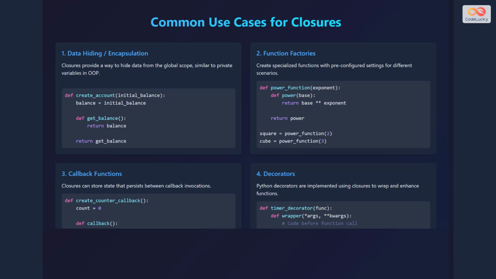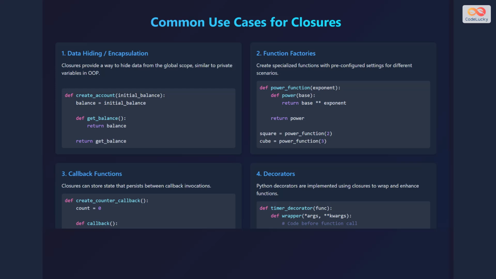Number 3. Callback functions. Closures can store state that persists between callback invocations. Define a function create counter callback. Count equals 0. Define a function callback. Nonlocal count. Count plus equals 1. Print called count times. Return callback.